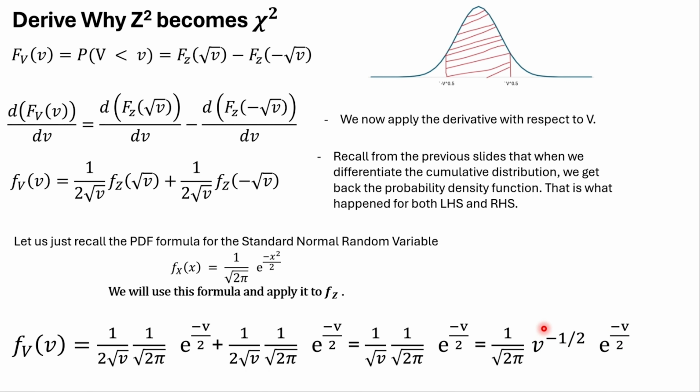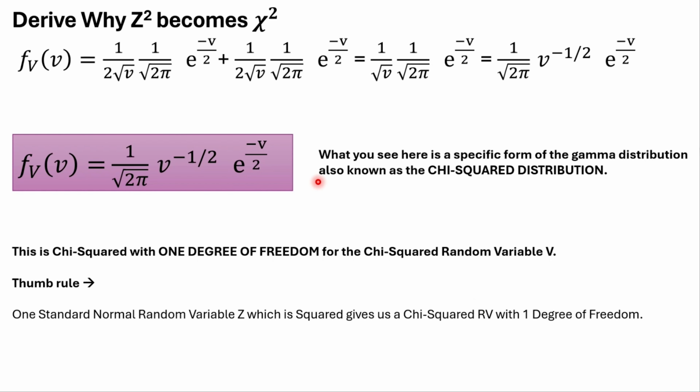Let's look into what this means. After the simplification which we performed, we get our final expression. Now, this is clearly not the standard normal probability density function. It has the exponent and it has the random variable also as a polynomial. So what you are actually looking for is a very specific form of the gamma distribution, which is also known as the chi-square distribution.